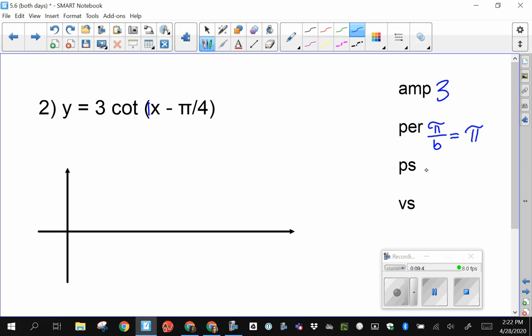Next, we're going to do the phase shift. That's c divided by b, and our c value is pi over 4. We're dividing it by 1, so it is just going to be pi over 4. It says minus in that set of parentheses, so that means we're going to the right. And there is no vertical shift. Wonderful. All right, I'm going to get some labels on here.